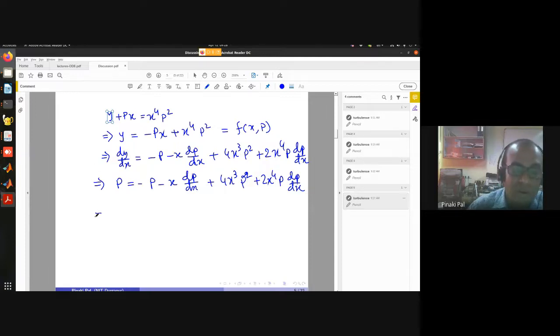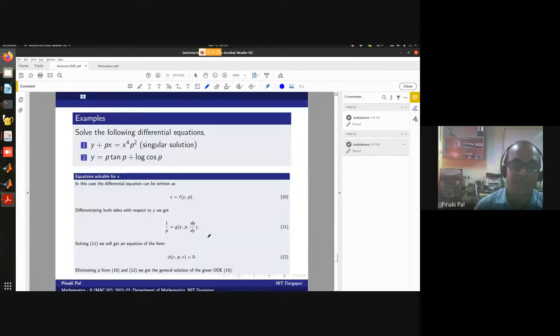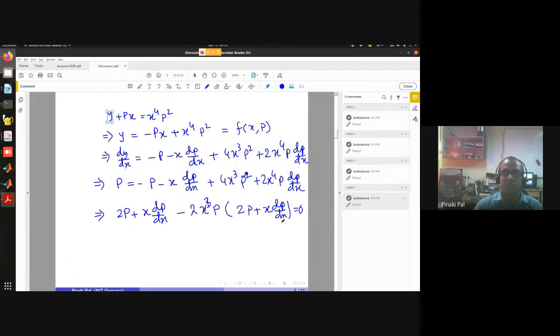So therefore, what do we get? 2p plus x dp/dx, and if you take 2x cube p common, you will get (2p plus x dp/dx) times something. This is equal to 0. So this is my equation number 8.